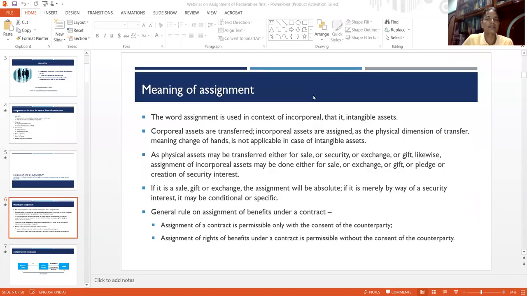I don't, however, assign my car. If I'm selling my car or I'm selling my house, I don't use the word assignment because that's a physical, tangible asset. For tangible assets, we don't use the word assignment. We commonly use the word sale.